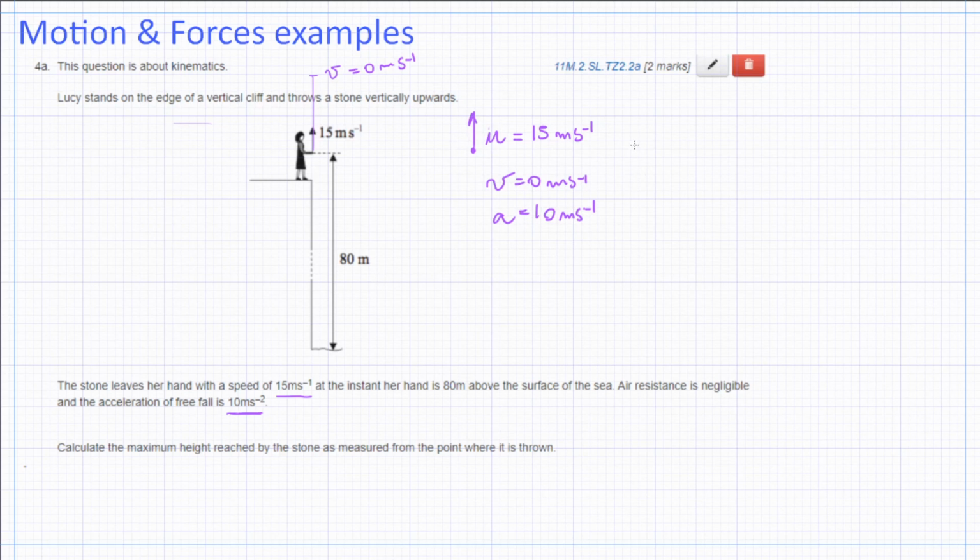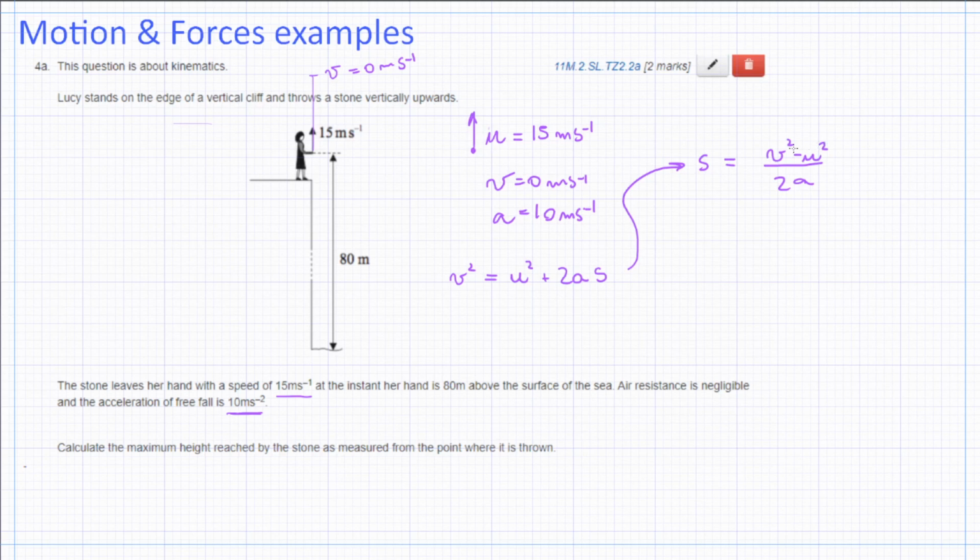Now for this problem with those unknowns, what I would pick is v squared equals u squared plus 2as. So v final velocity, u initial velocity, a acceleration, and s displacement. We're looking for displacement, so we have to rearrange this equation. If we rearrange this, we'll have v squared minus u squared, and we divide all of this by 2a.